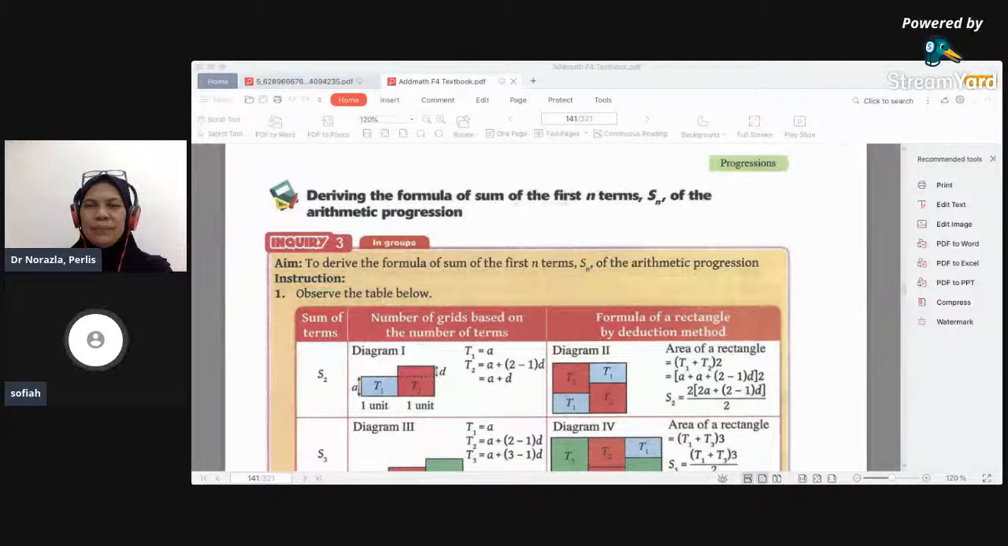The T1 rectangles is A and the T2 rectangles is A plus D. It means that the T2 rectangles is higher than the T1 rectangles, and it's higher.